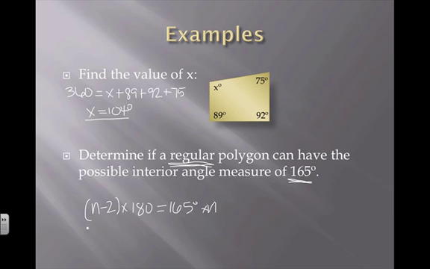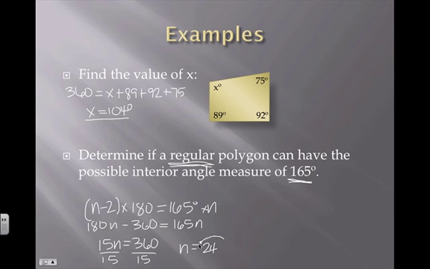Okay, so when we solve this out, multiply and distribute, we get 180n minus 360, that's 2 times 180, equals 165n. So using our addition and subtraction properties, we now have 15n, when we subtract 165n from both sides, equals 360 when we add 360 to both sides. Dividing both sides by 15, we are able to solve for n, and n is a whole number, n would equal 24.